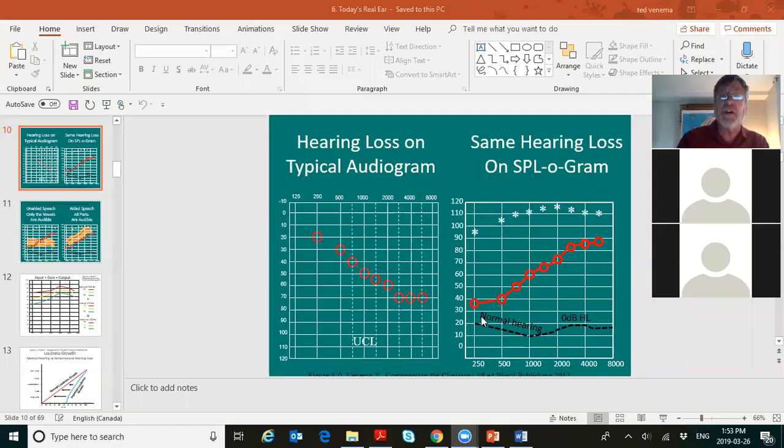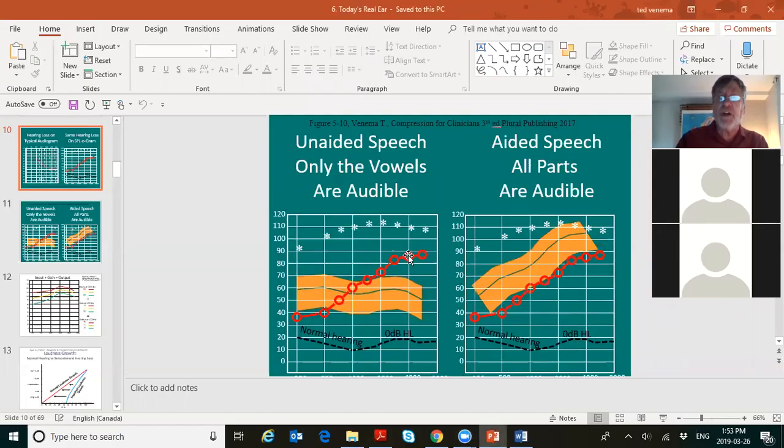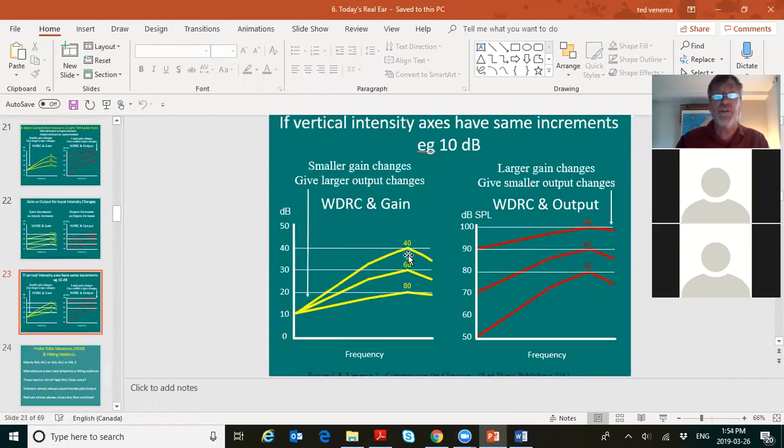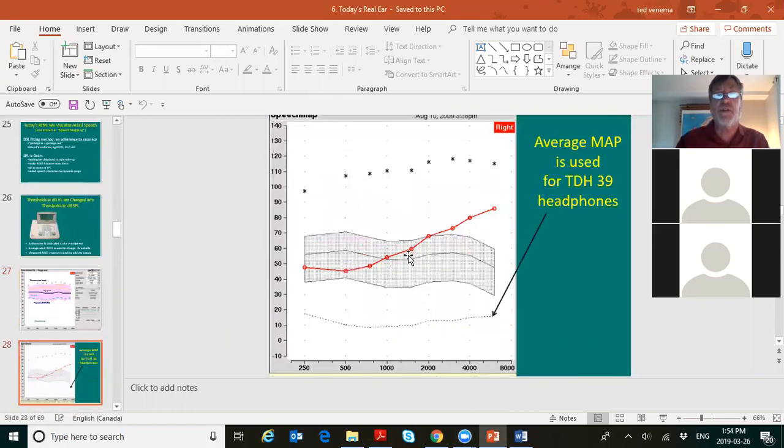Share screen. Okay, move on down to here. If you were measuring RECD, it's not that hard to do. I'll just show you how. We have some PowerPoint slides that show you how it's done.